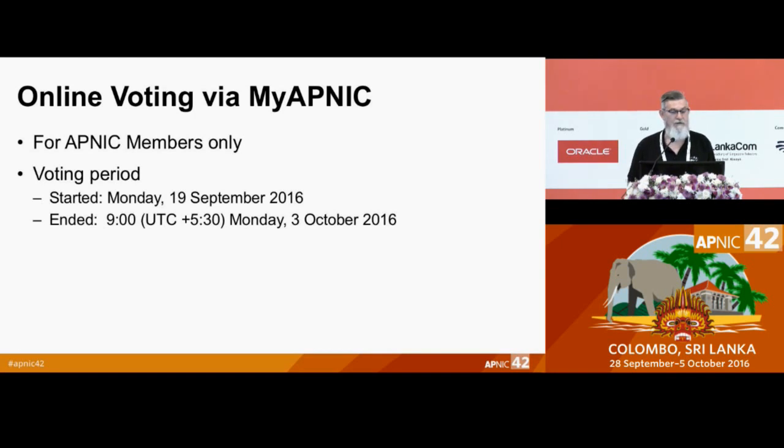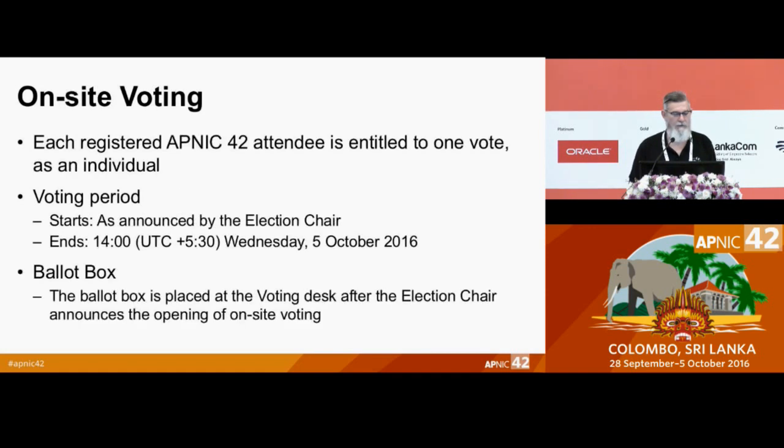For the online voting, this was done via My APNIC, so it was only available to member organisations. The period for that started on Monday the 19th of September and ended at 9 o'clock local time on Monday the 3rd of October. In addition to that, each registered APNIC 42 attendee is entitled to one vote as an individual. This is a community election, it's not a member election as it would be with the EC.